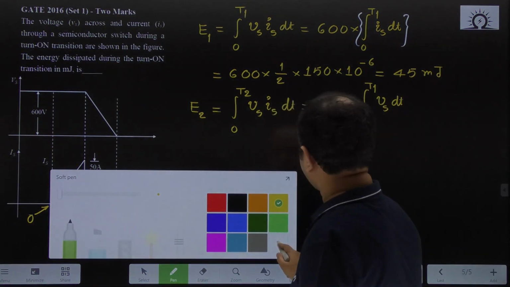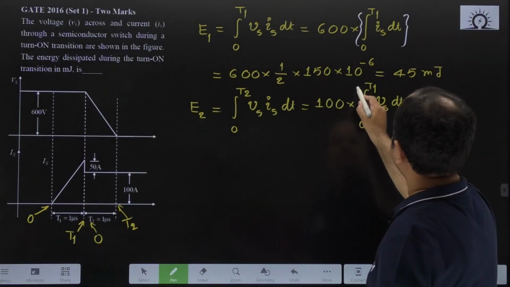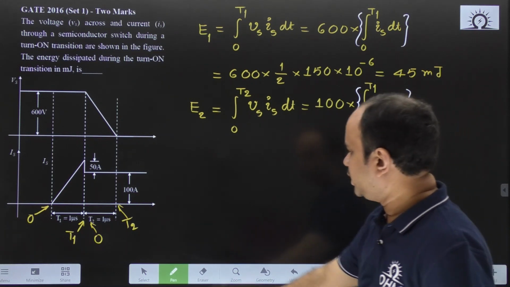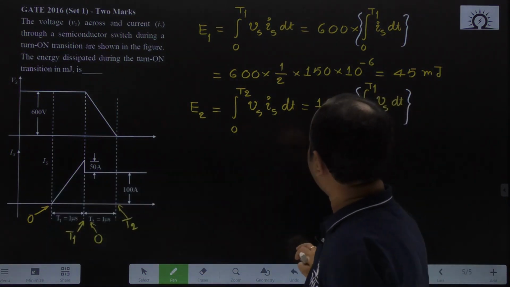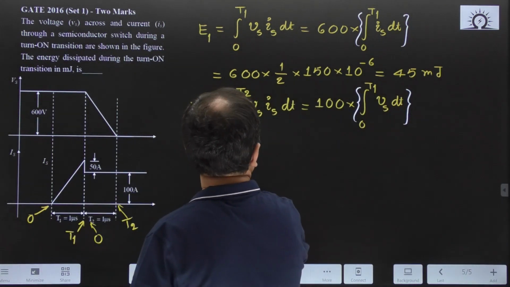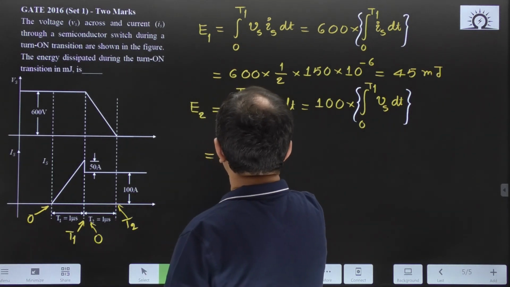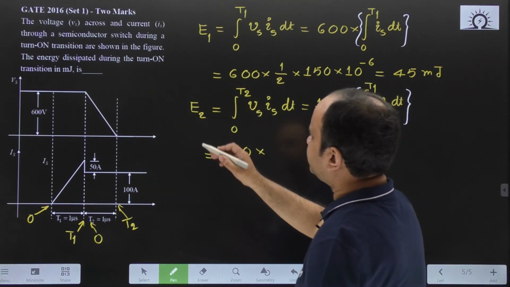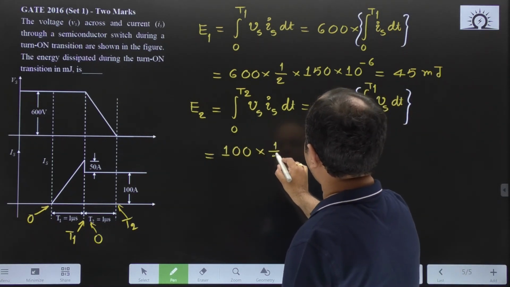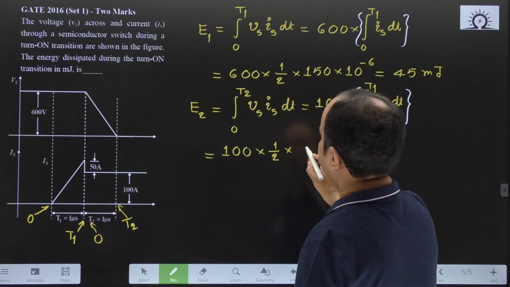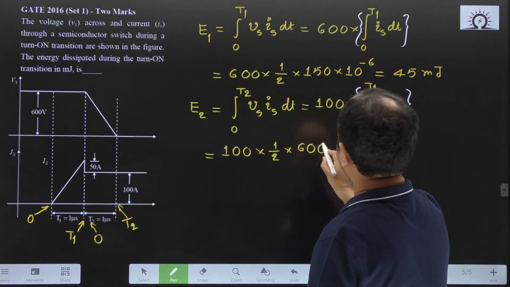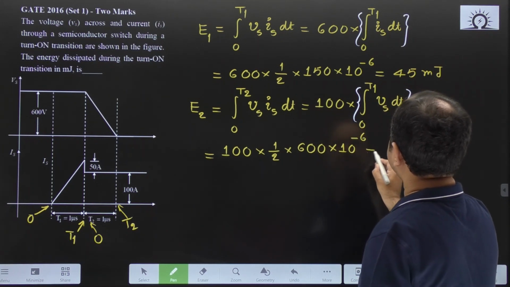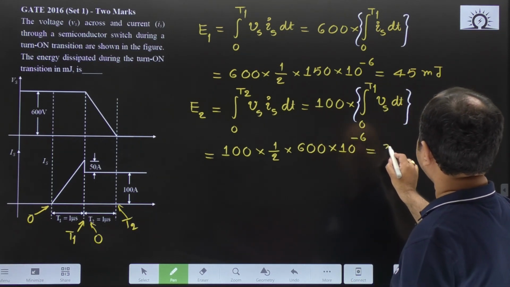Therefore, the value of this integration is the area under the voltage waveform. So, now we can simplify as 100 multiplied with the area of that voltage triangle, that is 1 by 2 into 600 multiplied with base 10 power minus 6. So, this will give you 30 millijoule.